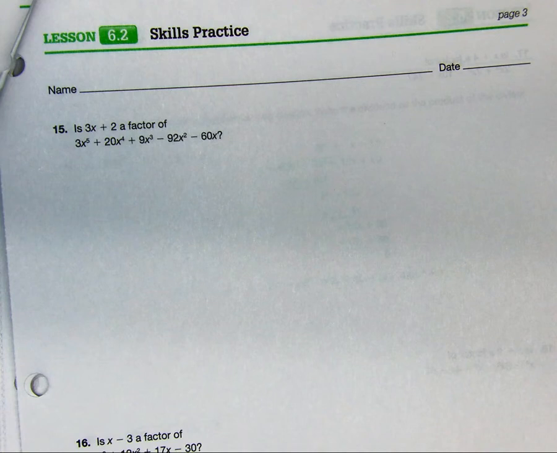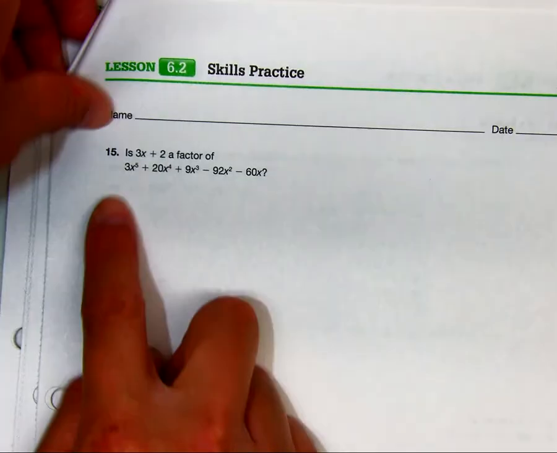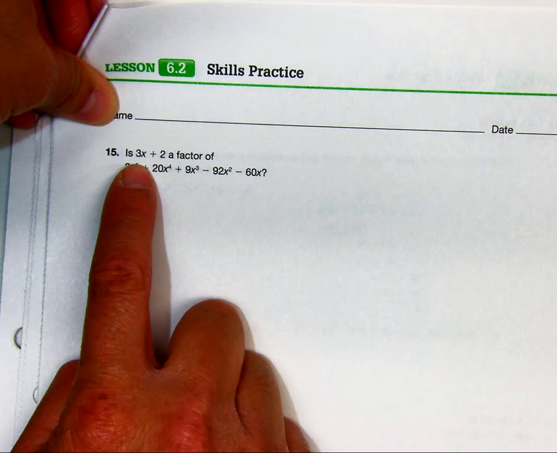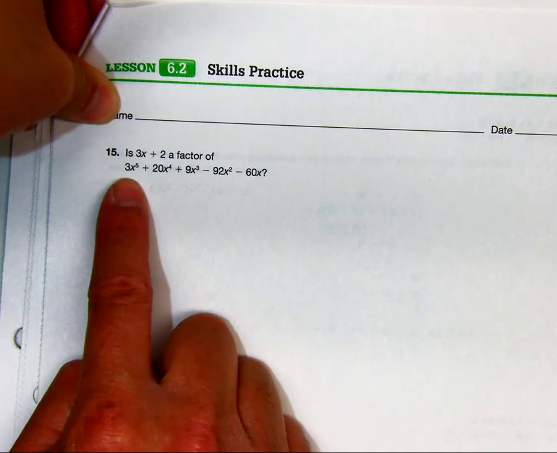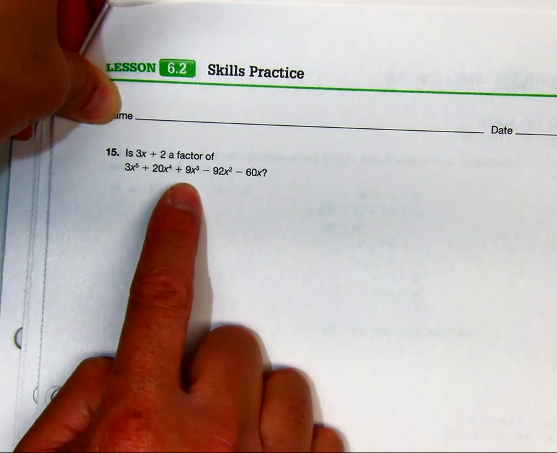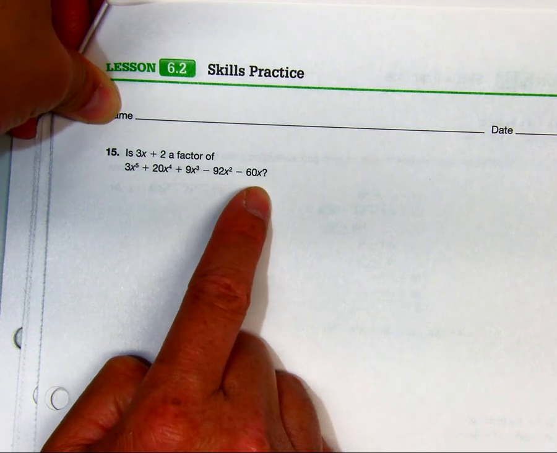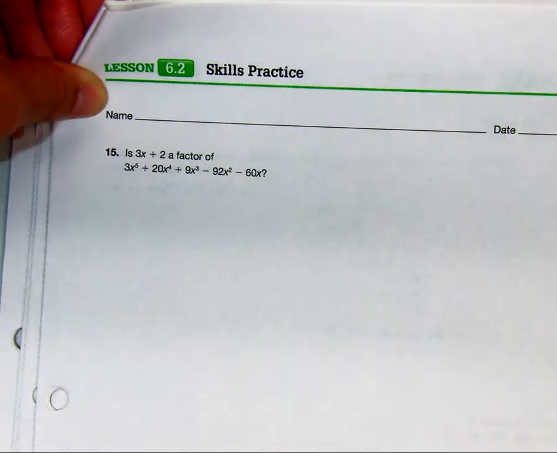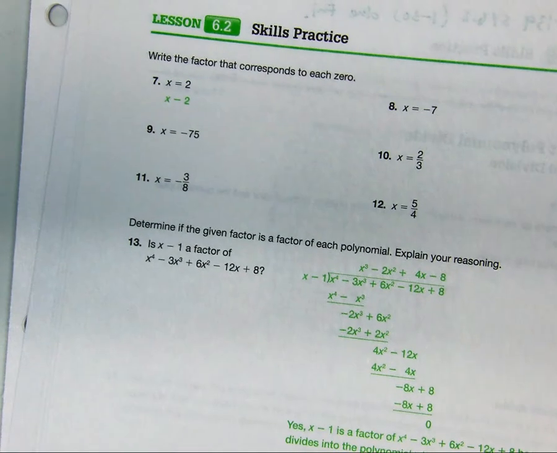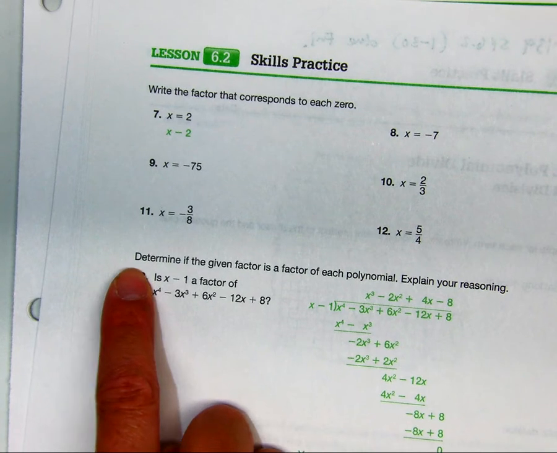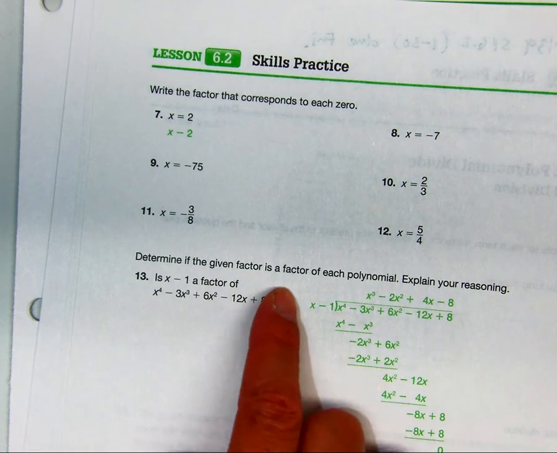Alright, question number 15 has no directions, but we can just read it. Is 3x plus 2 a factor of 3x to the 5th plus 20x to the 4th plus 9x cubed minus 92x squared minus 60x? Well, usually in these problems they have directions in bold, and then there it is. Determine if the given factor is a factor of each polynomial.